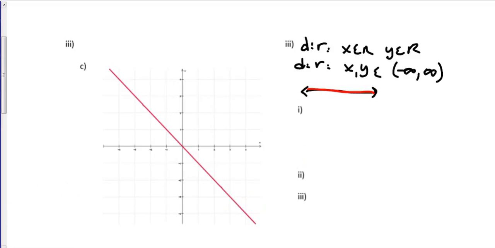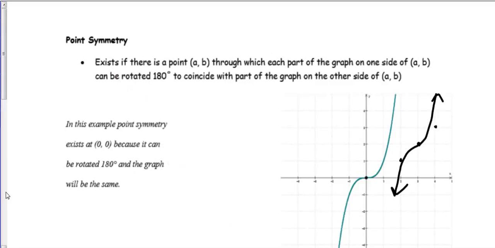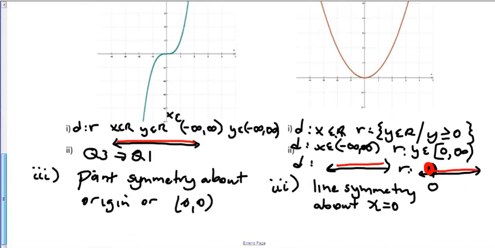Okay. What about the end behaviors? Oh, did I do the end behaviors for the previous one? Just going to jump back. I think I skipped it. So let's go back and put in 2.